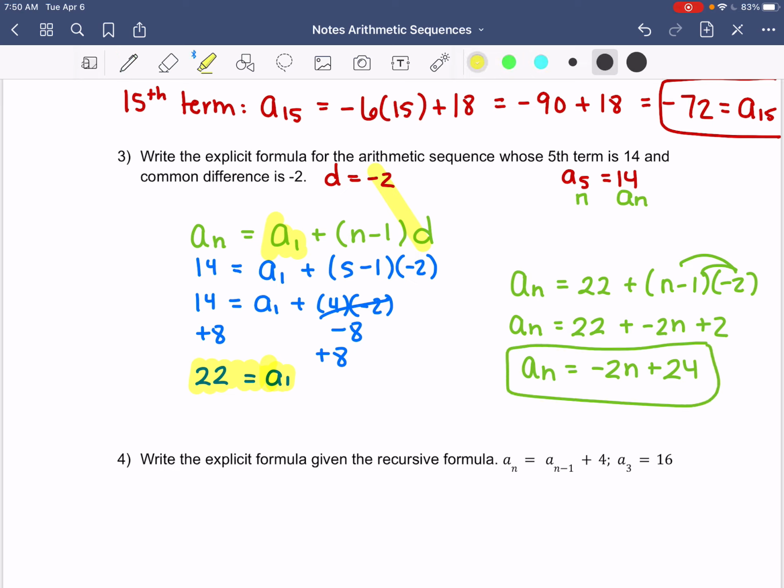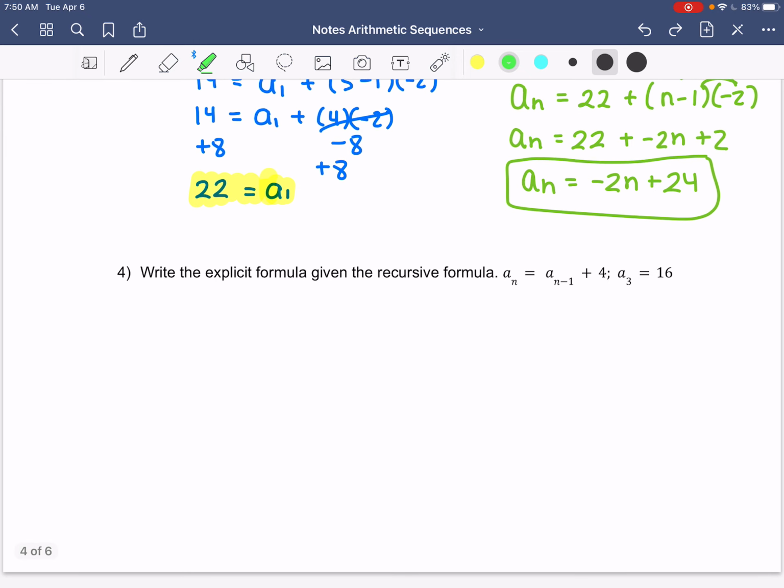Okay, so again, they didn't give me the first term, but I need that to write the formula. So what I had to do is take the fifth term, plug those pieces in, and then solve, right? So I took the 5 for the n, and my 14 is the a sub n, and then I just plugged it in.